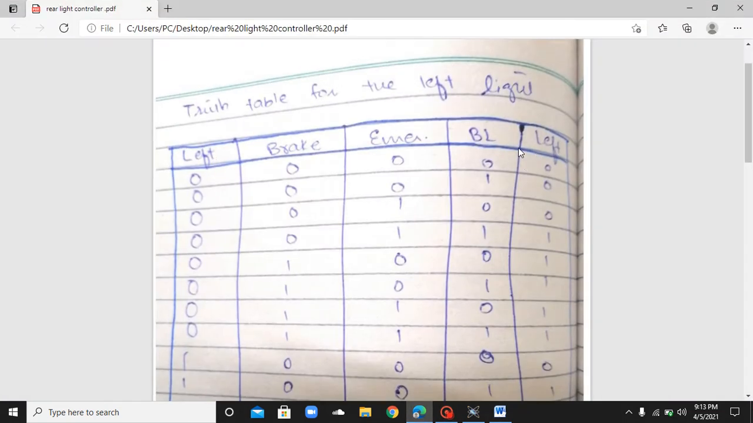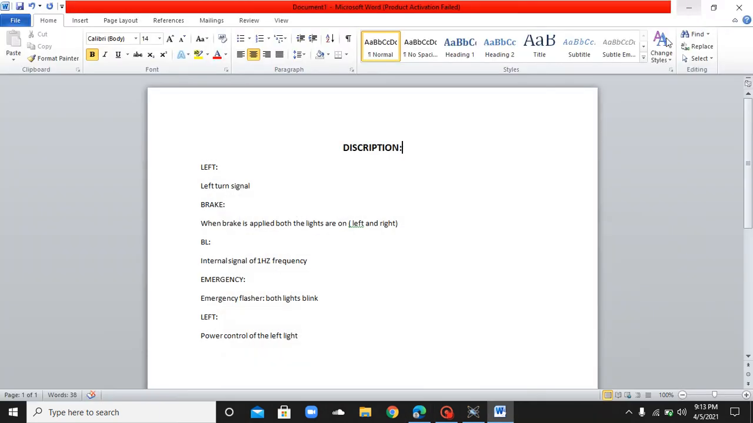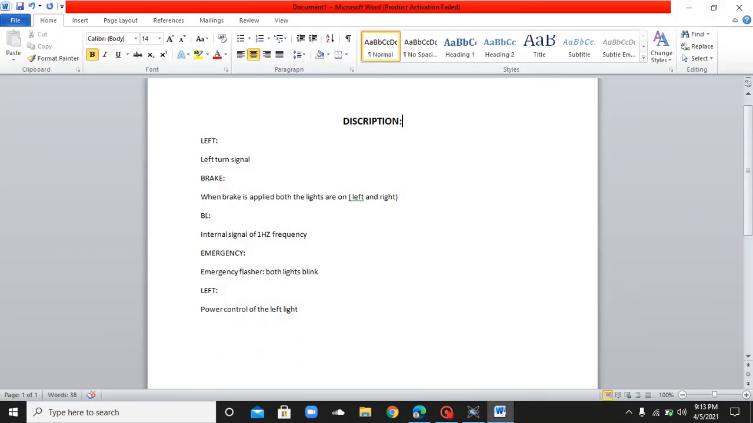The terminology is left, brake, emergency, and BL, which are described in the description of the truth table. Left is basically the left hand signal. Brake is when the brake is applied, both lights, left and right, are on. BL is basically an internal signal of 1 hertz frequency. Emergency is the emergency flasher, and when the emergency flasher is on, both lights blink. Left is basically the power control of the left light.